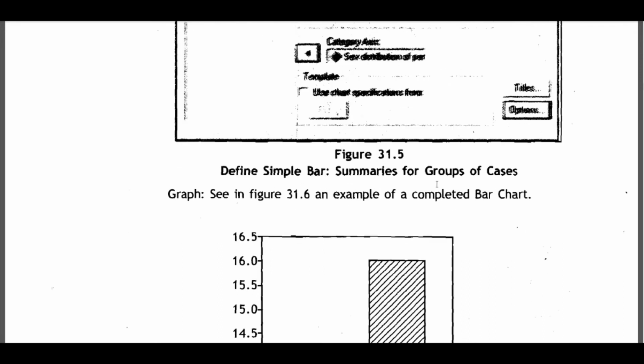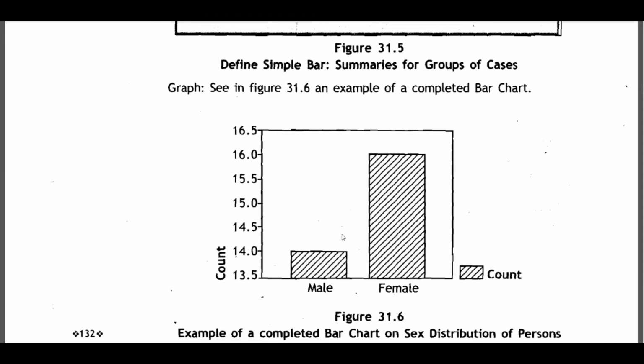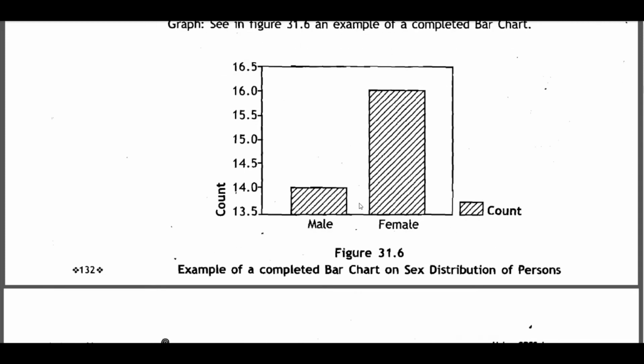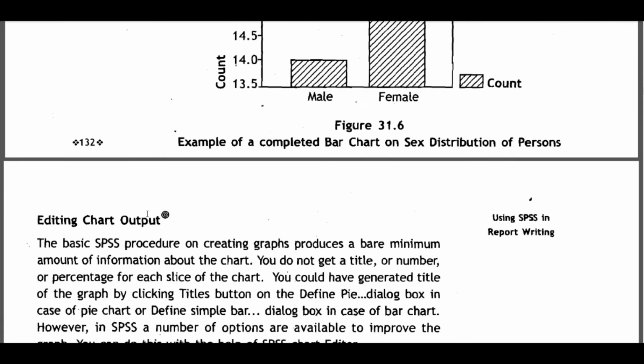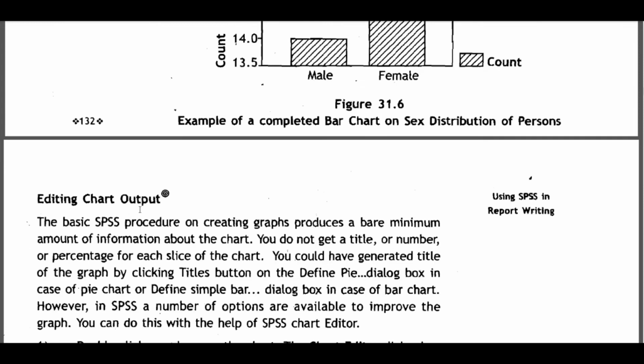So this is a summary of groups of cases. We can get the chart like this, Figure 31.6, an example of a completed bar chart. This shows how many counts of male there are, how many counts of female there are, like that. Example of a completed bar chart on sex distribution of persons.